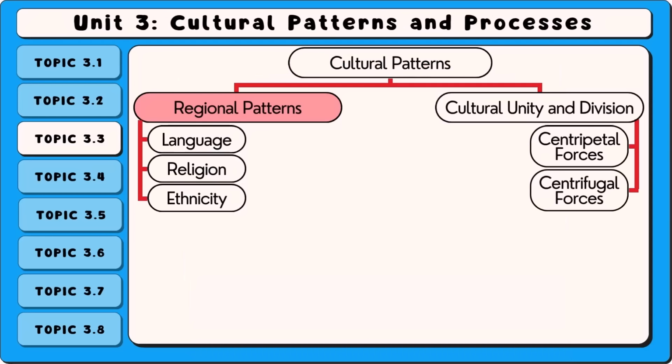In this lesson, we will explore regional patterns that shape cultural landscapes. We can break these down into how language, religion, and ethnicity contribute to shaping a space. Then we'll study how these same traits can act as unifying and dividing forces. Let's go through each cultural trait, language, religion, and ethnicity, to see how it affects space and place.